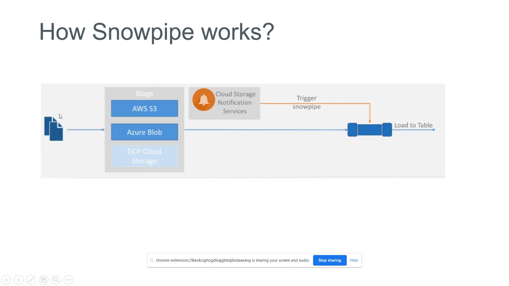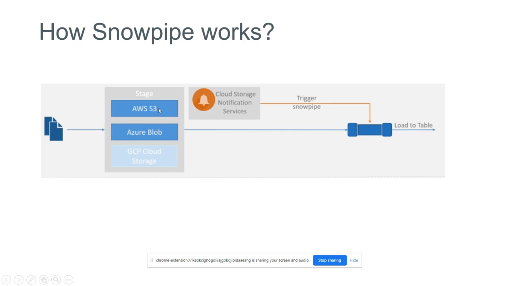So these files you can see here, these are the files from my source. I have a source provider who will be putting the files or copying the files to my external cloud storages. Suppose in my example, I'm using AWS S3 bucket as my external cloud storage. So the source team is copying some files to AWS S3 buckets.